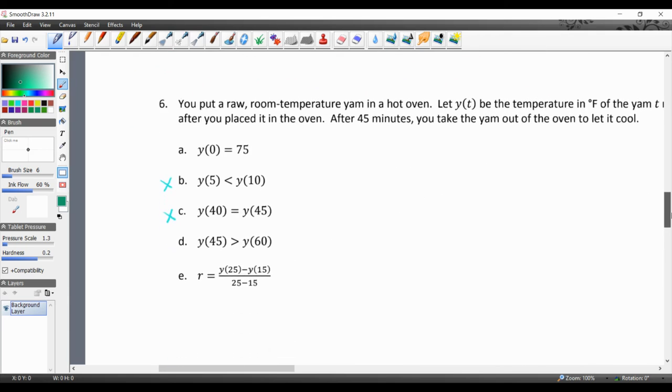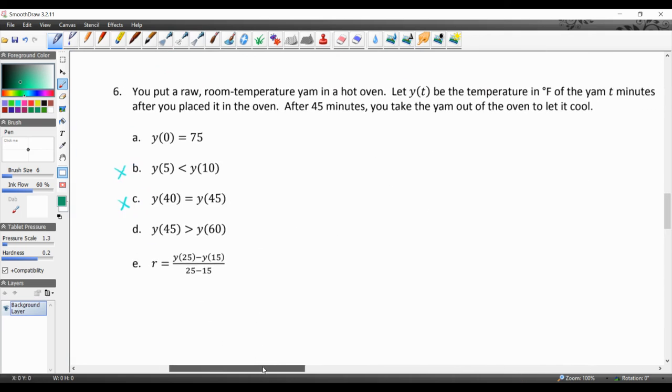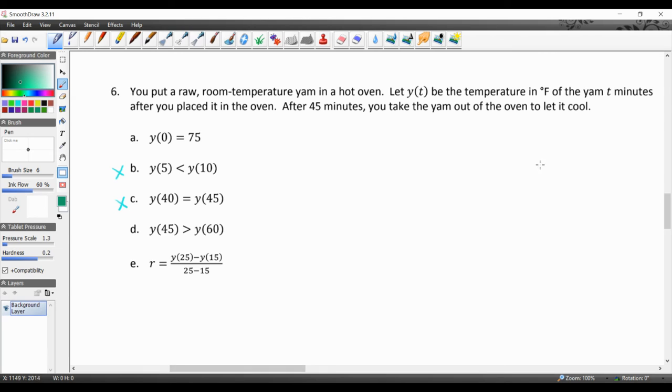Okay, so number 6, again, go ahead and copy. You put a raw room temperature yam in a hot oven. Let y of t be the temperature in Fahrenheit degrees of the yam t minutes after you place it in the oven. After 45 minutes, you take the yam out of the oven to let it cool. So it's the same thing. What could each of these represent?